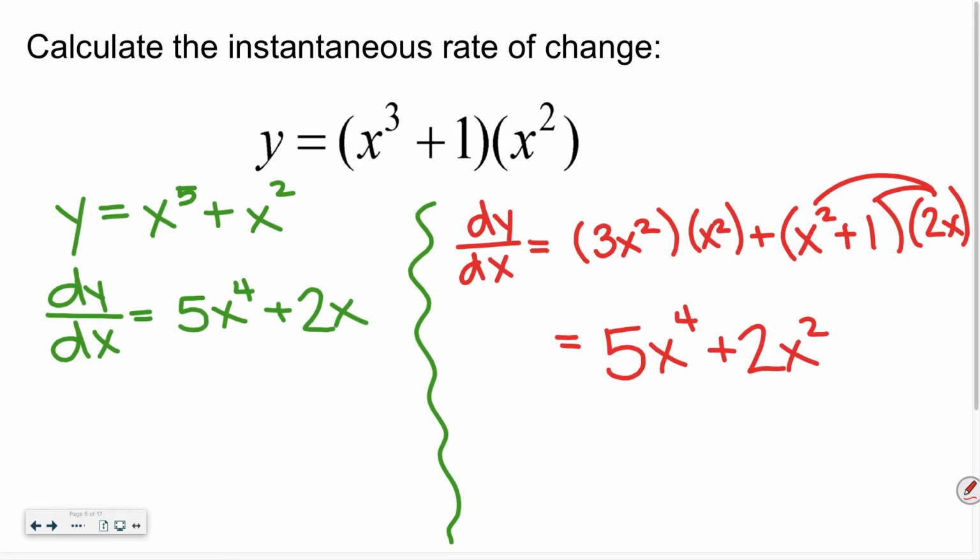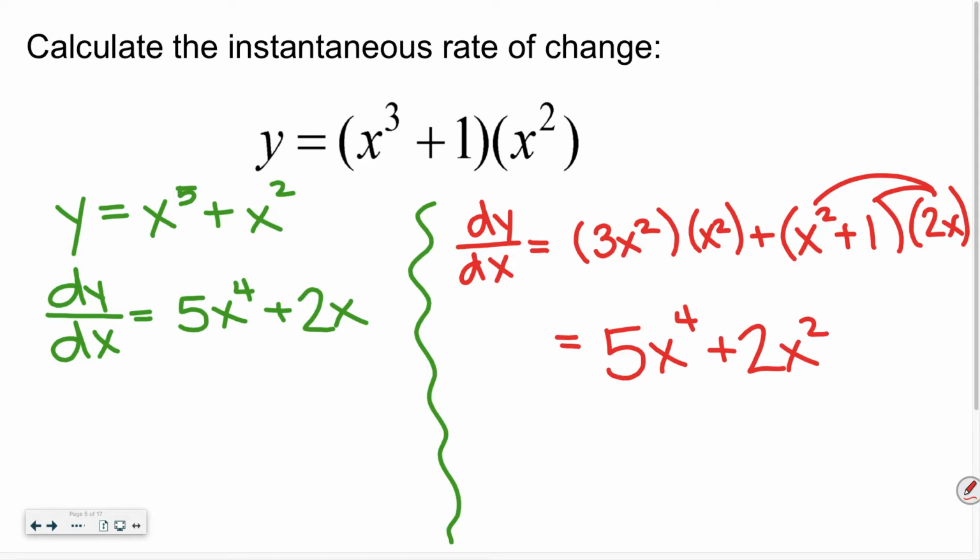Some of you may prefer to do the power rule. Some of you may prefer to do the product rule. Or some of you may not see that we can do the power rule and just go straight into the product rule. It doesn't really matter. However you do it is fine. I just want you to take the derivative.